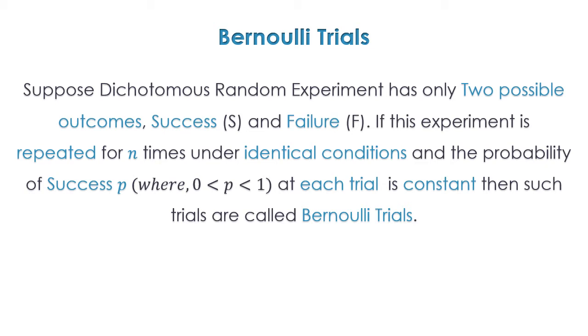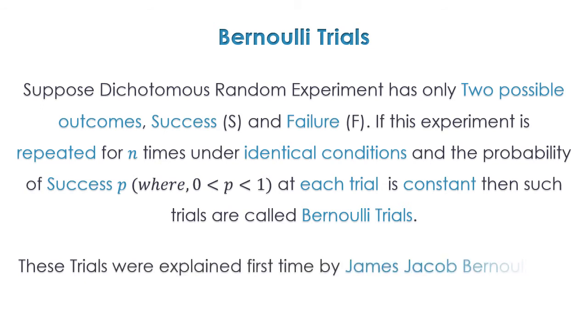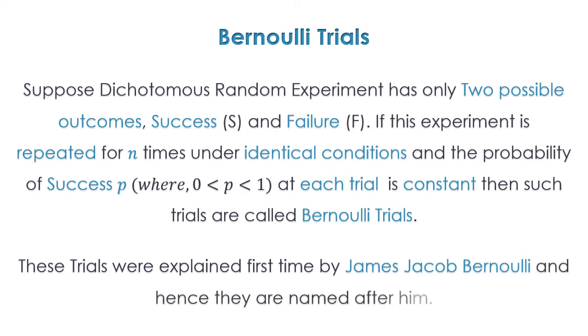Simple. So two possible outcomes, success and failure, repeated for n number of times under identical conditions, and the probability of success remains constant, then these trials are called Bernoulli trials. These trials were explained for the first time by James Jacob Bernoulli, hence they are named after him as Bernoulli trials.